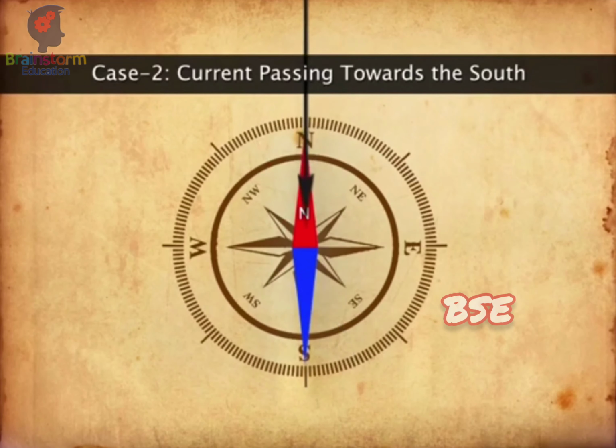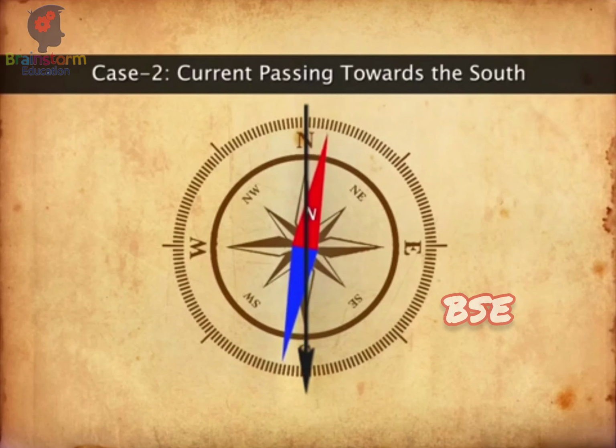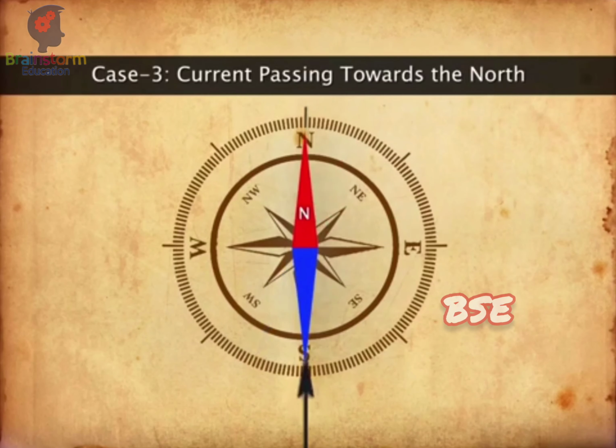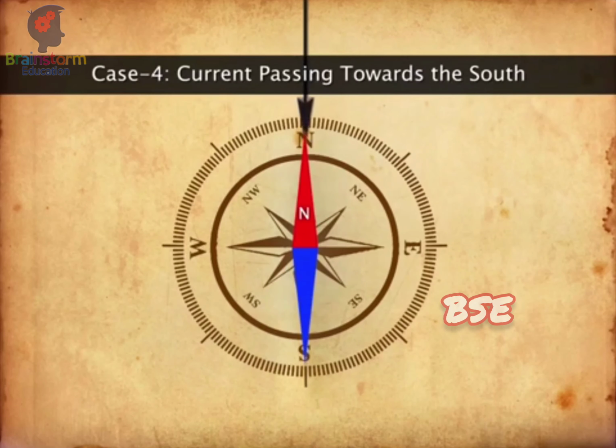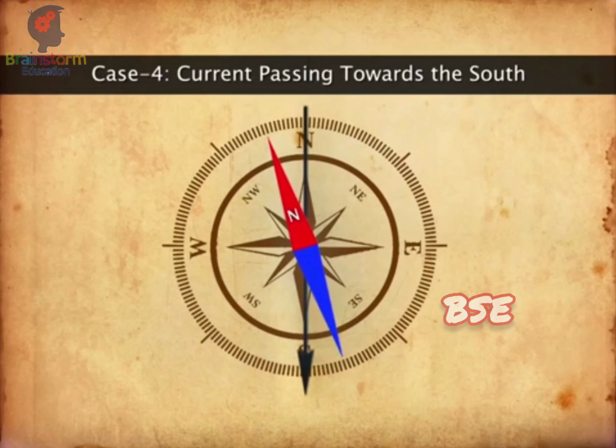Current flowing towards the south in a conductor placed over a magnetic needle deflects its north pole towards the east. Current flowing towards the north in a conductor placed below a magnetic needle deflects its north pole towards the east. Current flowing towards the south in a conductor placed below a magnetic needle deflects its north pole towards the west.